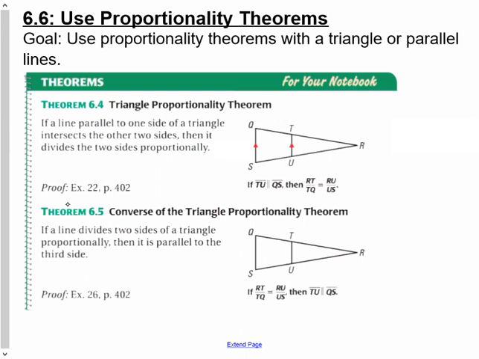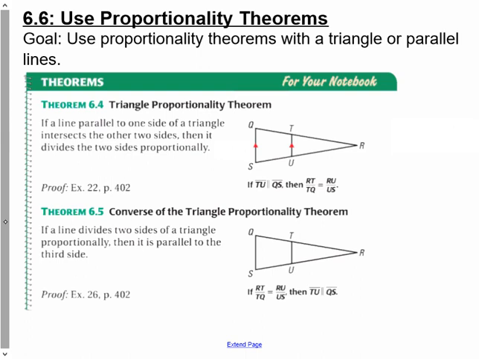Today we are wrapping up the chapter with 6.6, use of proportionality theorems. So, starting off here, we have the triangle proportionality theorem, where in this specific looking triangle you have kind of like a mid-segment looking piece, except instead of being a mid-segment, it's parallel to the base, right?